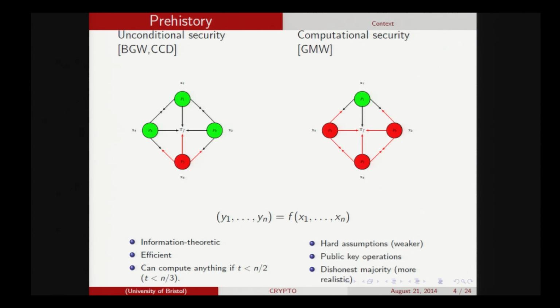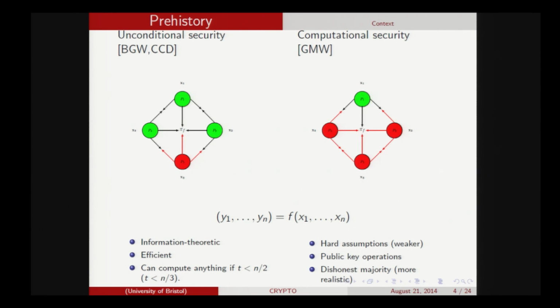So in the 80s, pretty much was said about what you can do or what you cannot do in MPC. If you are considering unbounded adversaries, then you can compute pretty much everything, but you have to assume that strictly less than half of the parties can be corrupted. And this is for the case of semi-honest adversaries. And if you are considering active adversaries, this is adversaries that deviate from the protocol, then strictly less than a third of the parties can be corrupted.